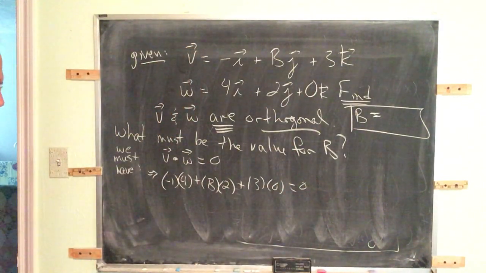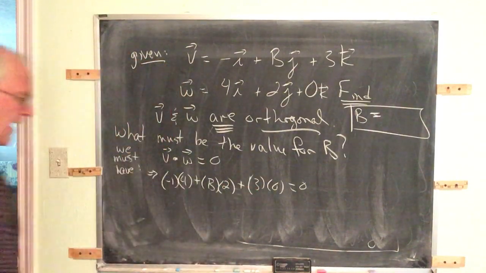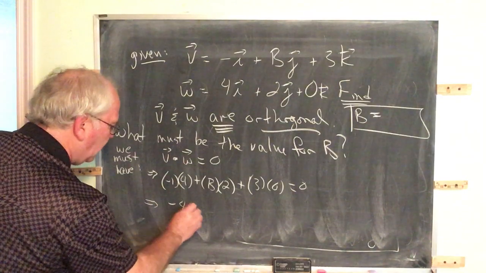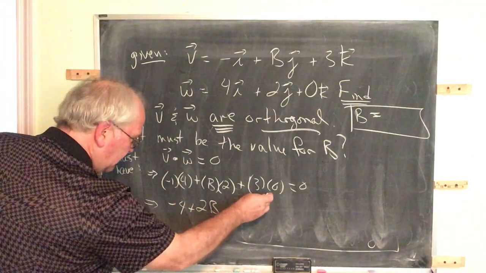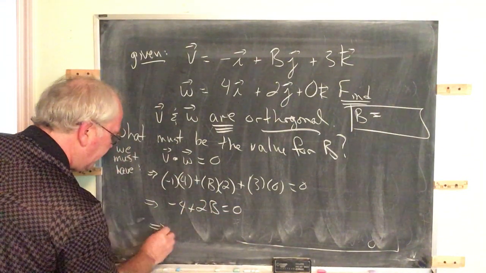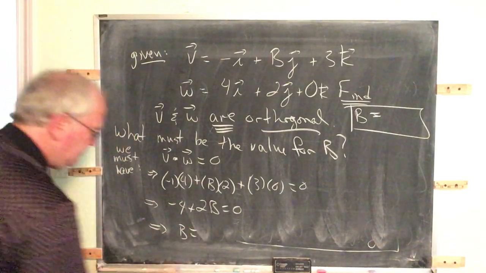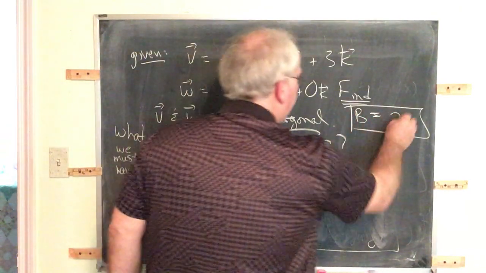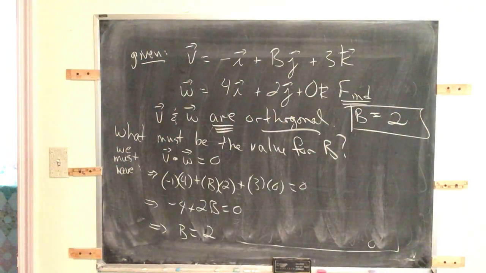That dot product has to equal 0, and that's going to allow us to back solve for b, because what that implies is that negative 4 plus 2b, that drops out, is equal to 0, and it's not very hard to see that this requires b to equal 2. So solve that equation, b equals 2.